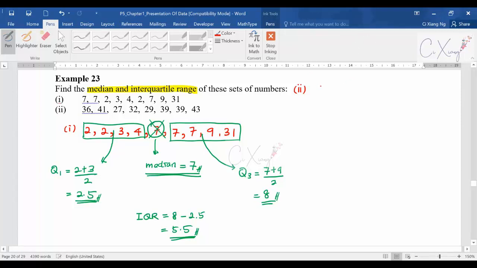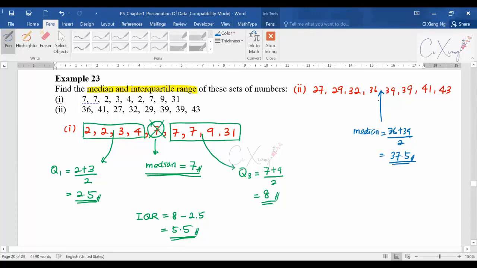Okay, so let's say for this example 2, if I rearrange my data, then this is what I have: 27, 29, 32, 36, 39, 39, and then 41, and also 43. Now, first I will look at the center. How many numbers do I have? 1, 2, 3, 4, 5, 6, 7, 8. There are 8 numbers here. So the center of the data should be somewhere here, between 36 and 39, because in front there are 4 numbers, and after that there are 4 numbers. So to get the median, my solution will be 36 plus 39 divided by 2. And therefore I got 37.5 for the median.